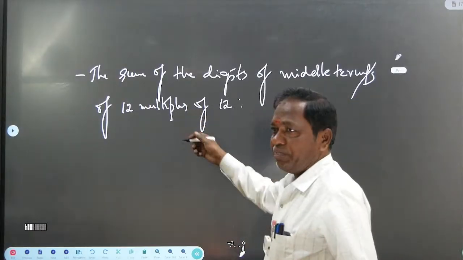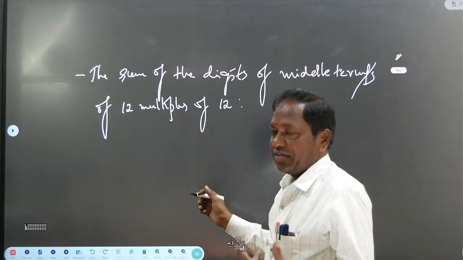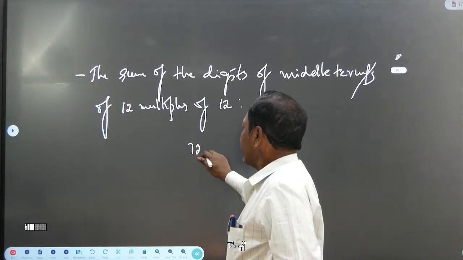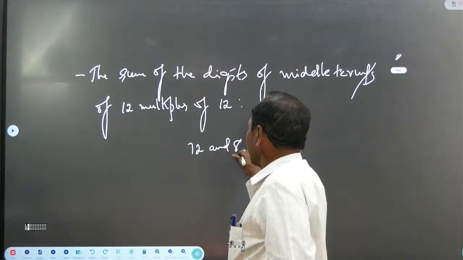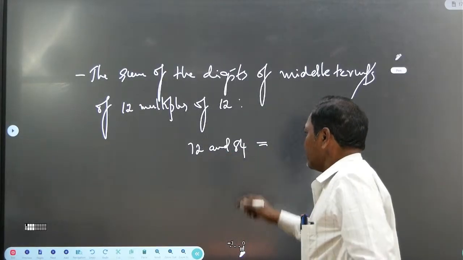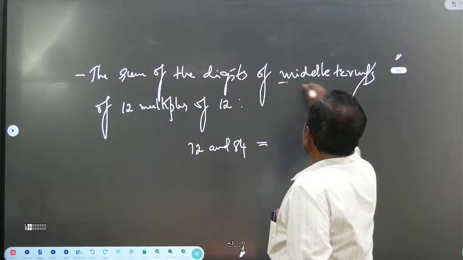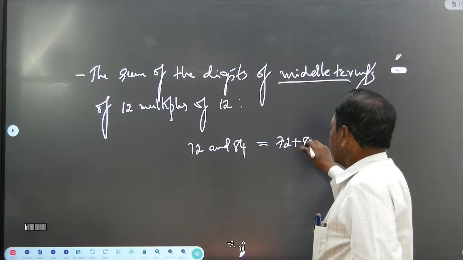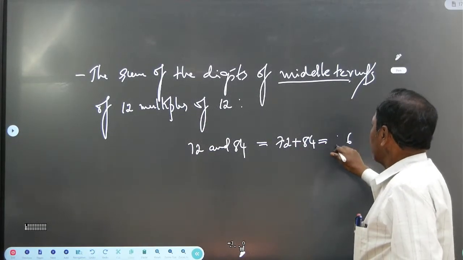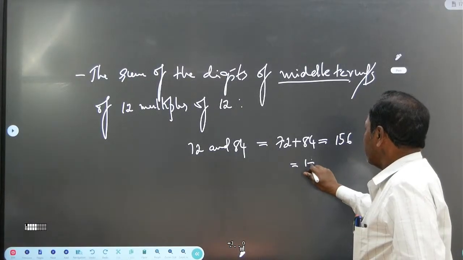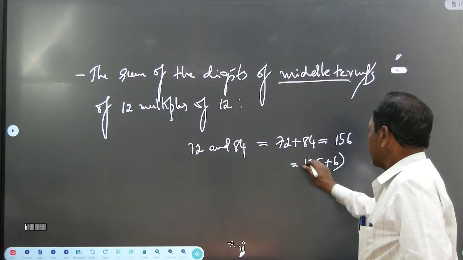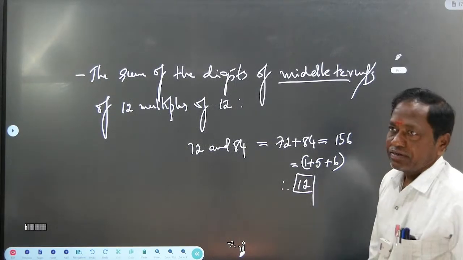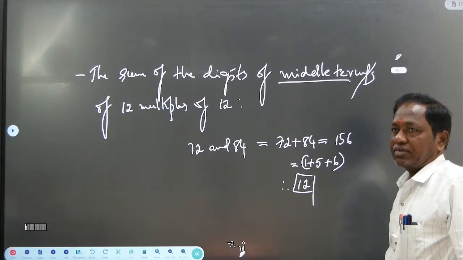So when he sees that, people go panic. Like that. What are those numbers? 72 and 84. 72 and 84, right. What will happen is the sum of the digits of the middle terms, right. It means 72 plus 84 is 156. Again it is 1 plus 5 plus 6. Therefore, that is 12. Right. Just like that.